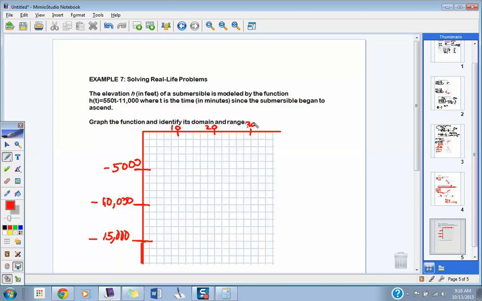Again, this is going to be a slope-intercept form example. We want to find a start. We want to do a rate of change with this. We'll figure this out here in a second.